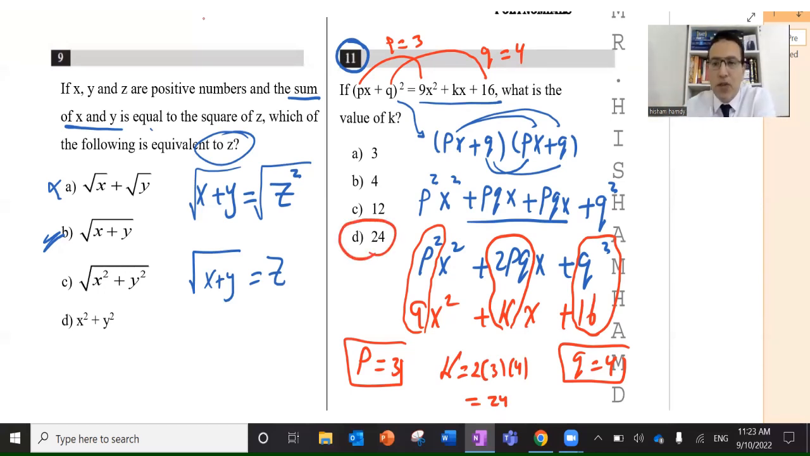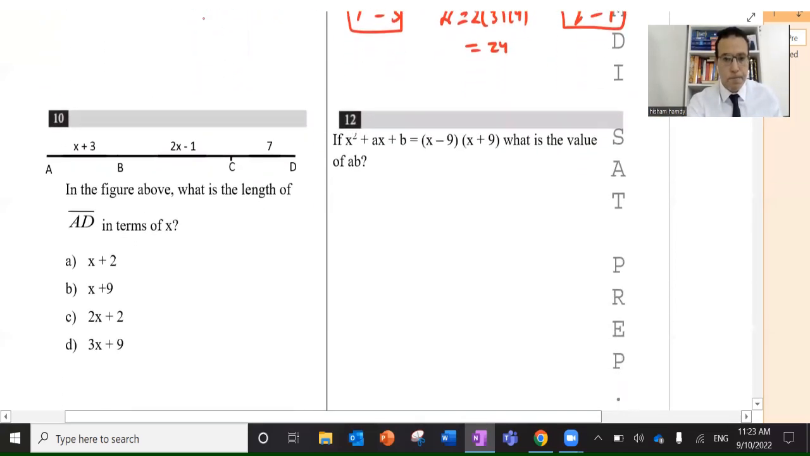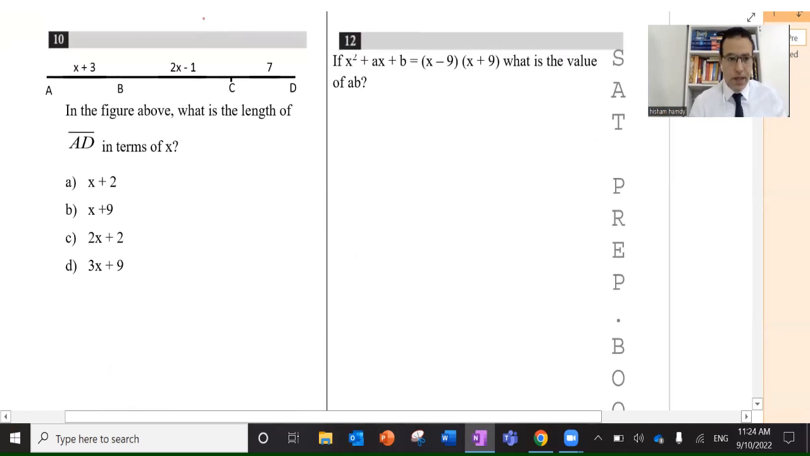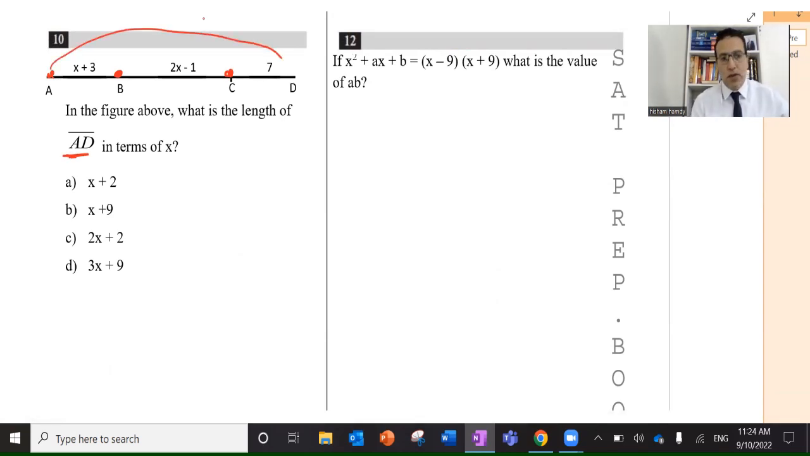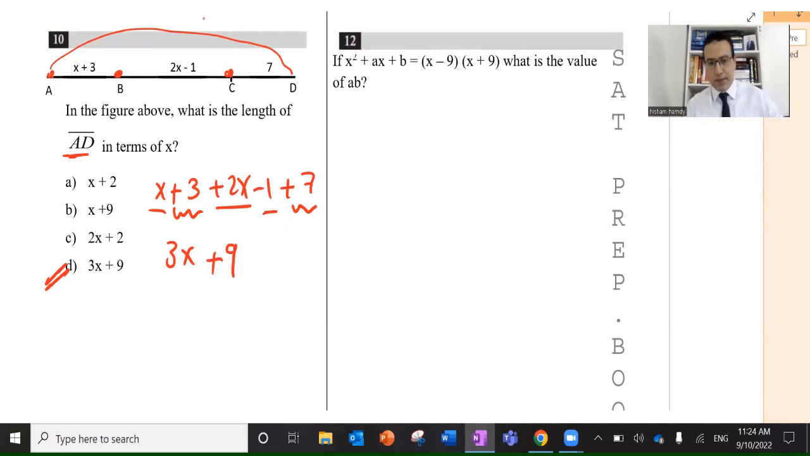So sometimes I need to write more than one step while I'm working with the SAT. Let's go to question 10. In the given figure, what is the length? Here is A to B, B to C, C to D. What is the length from A to D? All I have to do is add x plus 3, 2x minus 1 and 7. 2x and x, 3x, positive 3 and 7 is 10, minus 1 is positive 9. So the right answer is D.